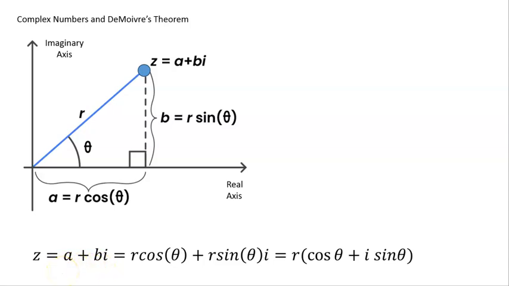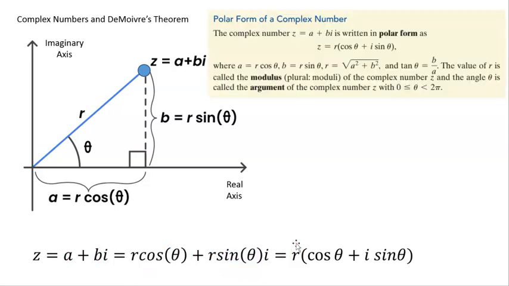If I substitute, remember I highlighted this in that aqua color, if I substitute a with what a is, r cosine of theta, and I substitute b right here with what b is, r sine of theta, and remember the i is just part of the representation of the number, I could factor out my common r's. So r here, we're going to put it out front. And now the polar form of a complex number is r times parentheses cosine of theta plus i sine of theta. And the official definition is right here in yellow.